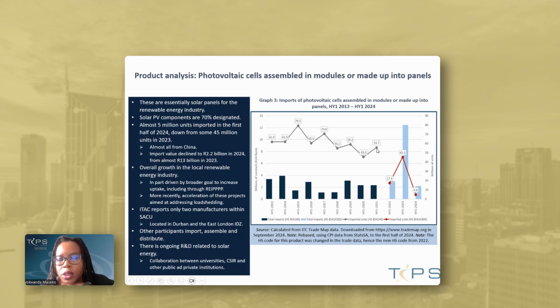As you will see, the gray line ends at 2021. That is because a new HS code was introduced in order to implement that 10% duty on those particular products. The products are then split, where you see here it's made up into panels. This is split from a bigger HS code, which also included those products that were not already assembled into panels. There is some R&D happening for this product in the country, including by universities as well as institutions such as CSIR.